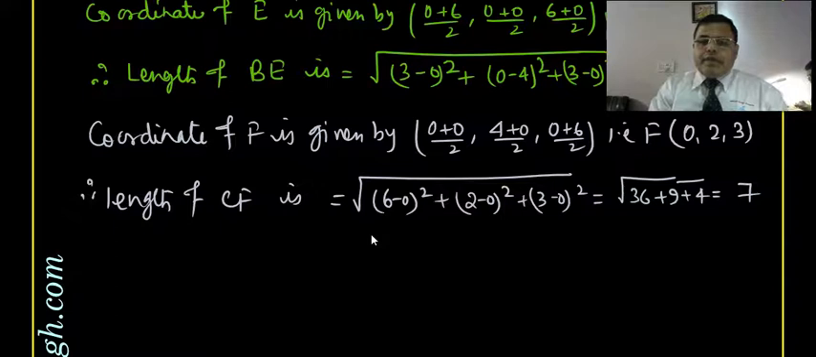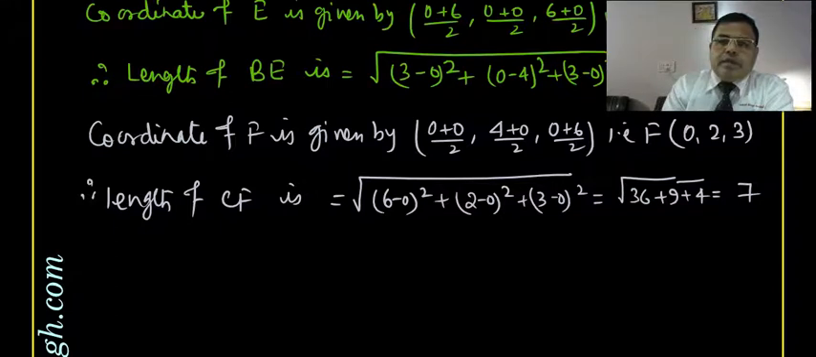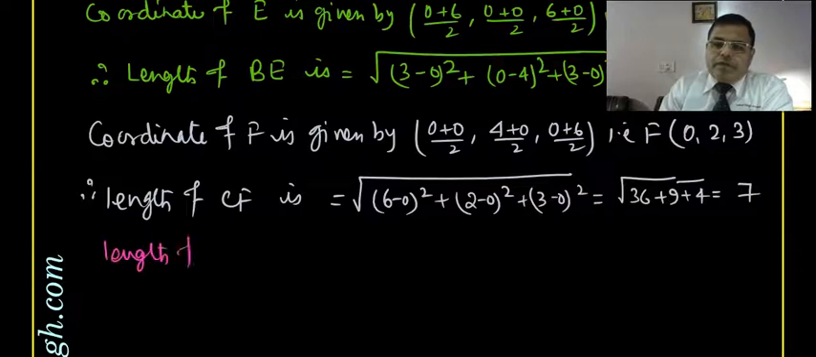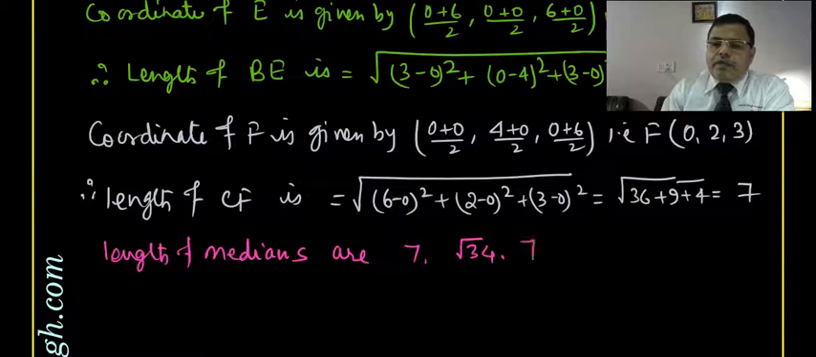Okay. So this is all about this question. Length of medians are like this. Length of medians are 7, root 34 and 7 respectively.